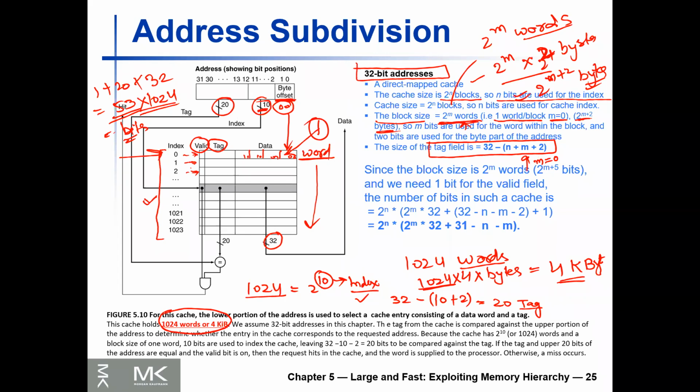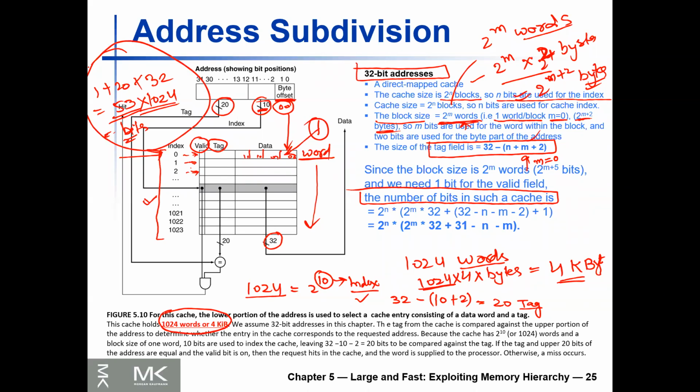But in some cases, the word size could be more. If this is more, definitely you have to put this value here. So this is one general formula. Another formula, if you look here, girls, is the number of bits in such a cache. This is about that calculation which I just explained to you. Okay, the number of bits.